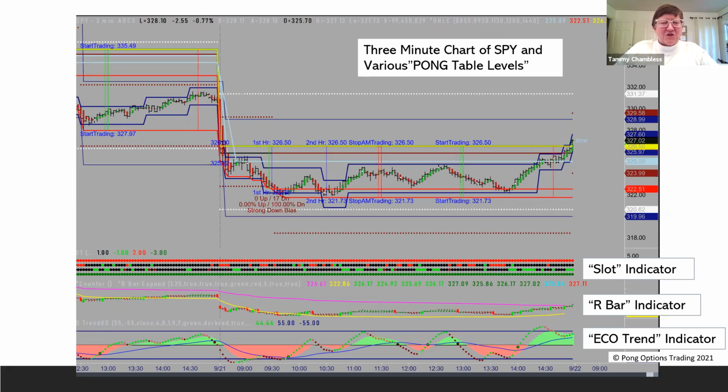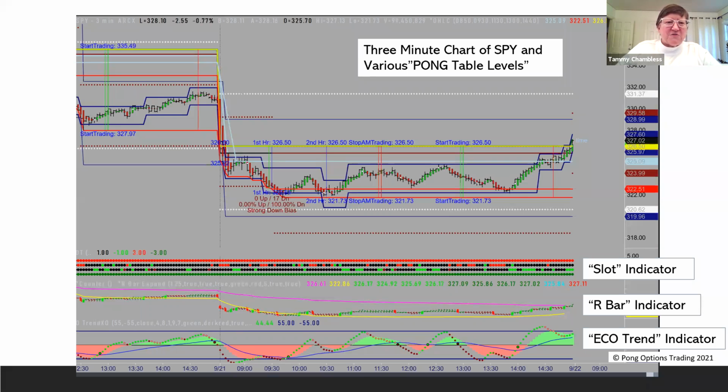There's also the R-bar indicator. Back to the slot indicator, it shows you when trends are changing. So you can see this downtrend, there's some red dots, and then the trend swings around and goes up. There are green dots on the slot indicator. Then the R-bar also shows a trend change, or more major trend change.